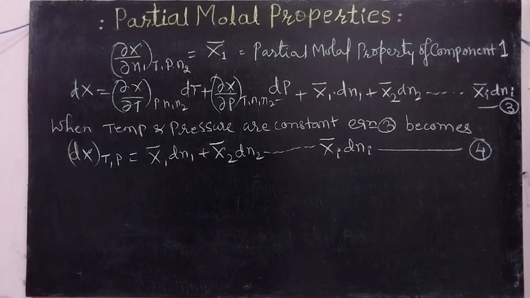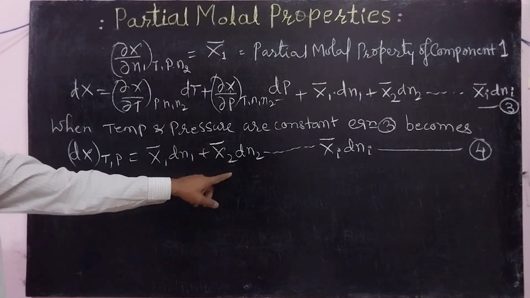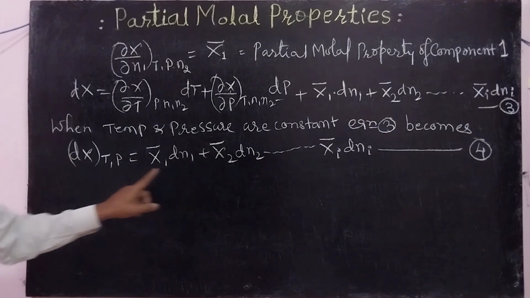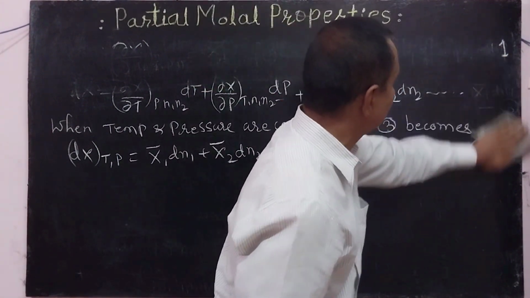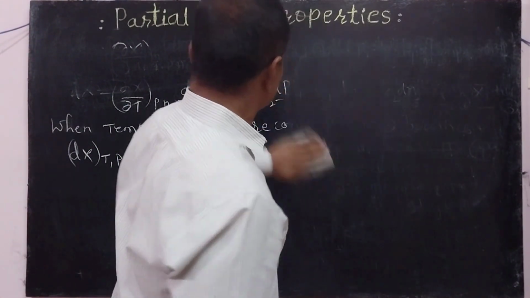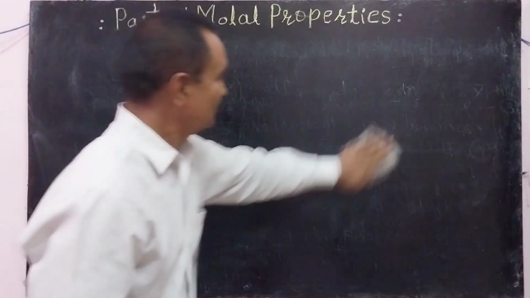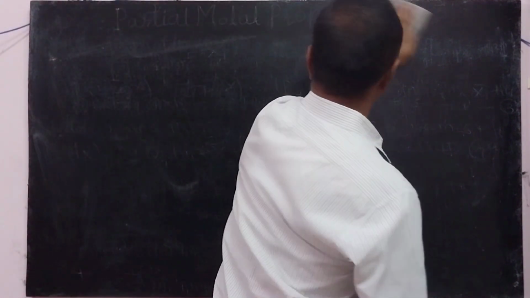In this way, any thermodynamic function may be represented in the form of these symbols, as I have already shown. By substituting them, we get the general equation. Now, the next thing is the partial molar Gibbs free energy.